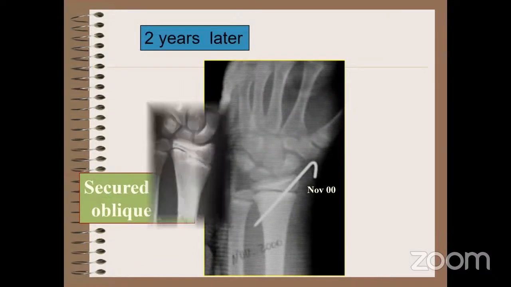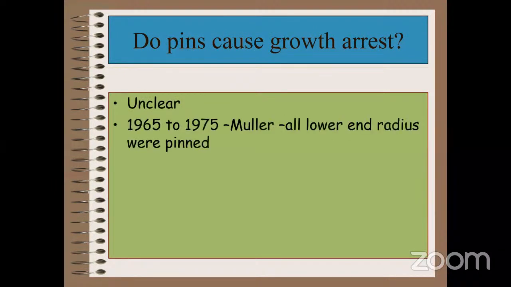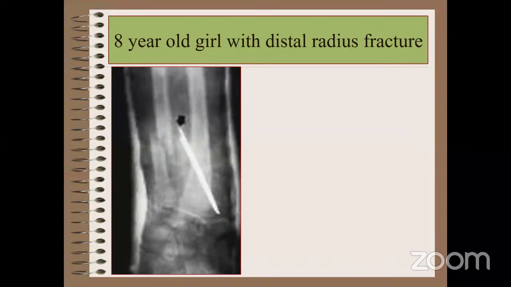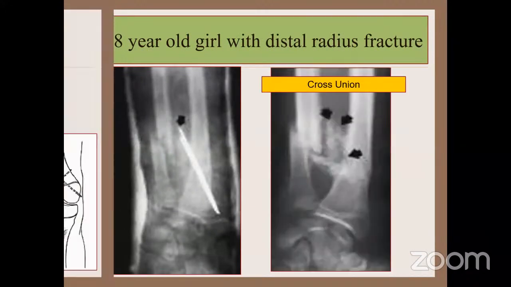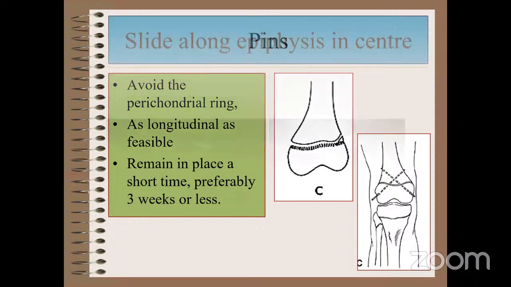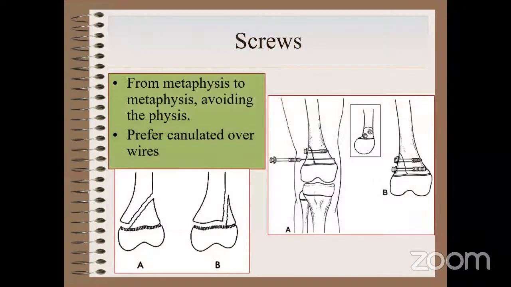Pinning, we have discussed the pinning issues and we have shown you already with these slides that pins really don't cross growth arrest unless you are doing multiple attempts or putting the pins too long and creating cross union. When you are passing the pins, avoid the perichondrial ring, keep them as longitudinal as possible and remove them as early as possible. I have showed you the technique of doing an intrafocal pinning where you are not crossing the physis at all and using the pin as a dorsal buttress, especially in Salter 2 injuries.